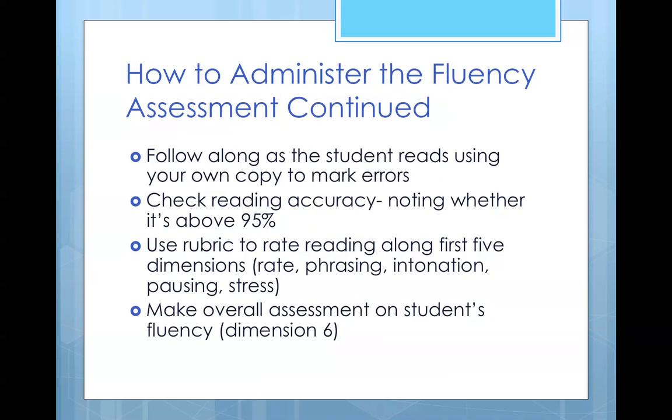Next, follow along as the student reads, using your own copy to mark errors. Check the reading for accuracy, noting whether it is above 90%. Use the rubric, which I'll show you on the next slide, to rate reading along the first 5 dimensions, which include rate, phrasing, intonation, pausing, and stress. Make an overall assessment of the student's fluency, which is dimension 6, integration.